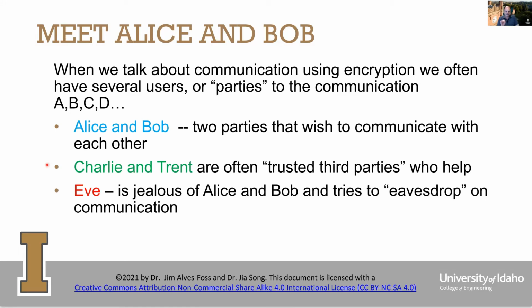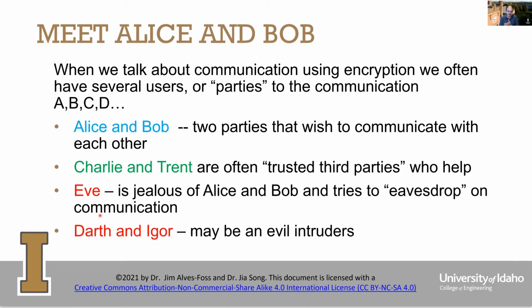Eve is jealous of Alice and Bob. She tries to eavesdrop on their communication to hear what's going on, to see what they're chatting about. And last but not least, we have Darth and Igor, the evil intruders, people who want to do more than just eavesdrop. They want to do some nasty things. All right.